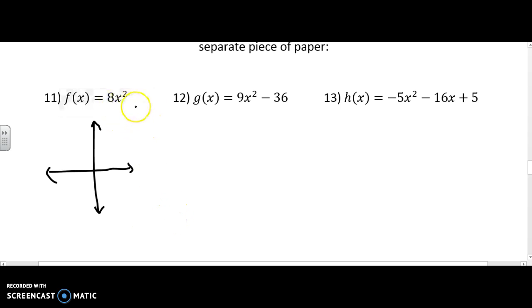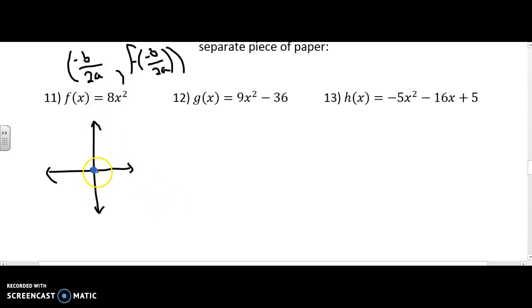Now, the vertex in this case, -b/2a is the x-coordinate, and then you plug that back in to get the y-coordinate. So the y-coordinate is f of -b/2a. Luckily for us, the very first one's nice and easy because the vertex is going to be at 0, 0. So I'll go ahead and put my first point at 0, 0. Let's pick a different color. We'll pick blue here. Okay, so that's my first point, at 0, 0.